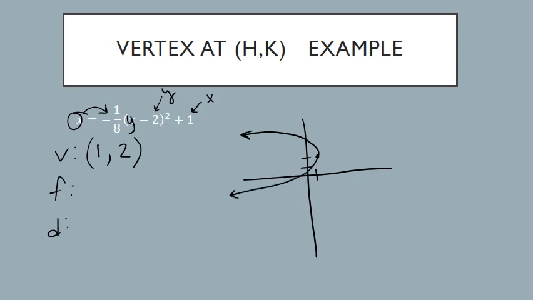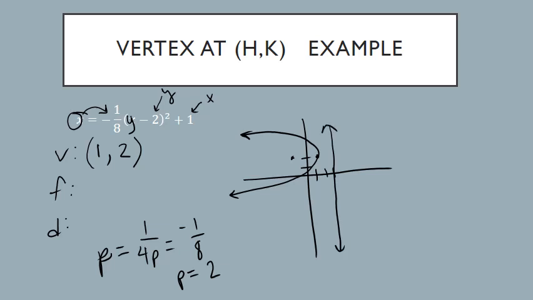All right. We need p next in order to find the focus. So if the 1 over 4p is negative 1 over 8, then p has to be 2. Technically it's negative 2, but a distance is never negative. So we're going to go inside 2, outside 2. Okay, so here's my focus and my directrix. Alright, so then when I label that, it's probably better on graph paper. This will be (-1, 2), and the directrix will be at the line x equals 3.